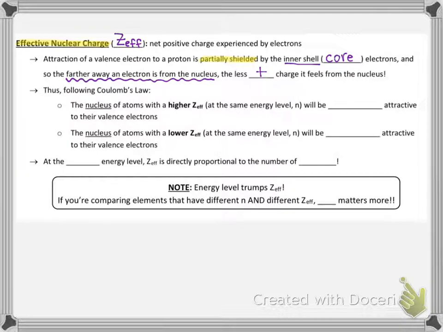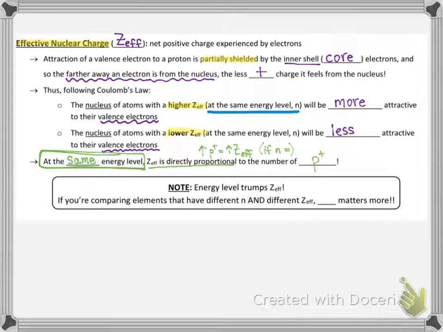So the thing to remember here is that the nucleus of atoms that have a higher Zeff at the same energy level, well, higher Zeff is like a higher equivalent positive charge, the electrons are going to be more attracted to that nucleus. And that means, of course, that the nucleus of an atom that has a lower Zeff will be less attractive to its valence electrons. Something that's important to note for free response questions is that if you are comparing two different elements of the same energy level, the Zeff is directly proportional to the number of protons. More protons, more attractive nucleus.